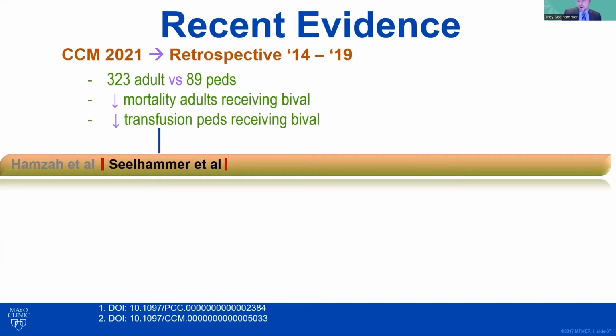In 2021, our group at the Mayo Clinic did a retrospective analysis over a 5-year window looking at a combination of adult and pediatric ECMO patients. About half of these patients were bivalirudin, and the other half were heparin-based therapy. And what we found ultimately was a marked reduction in mortality in the adult patients receiving bivalirudin, and on the pediatric side, a reduction in transfusion requirements.